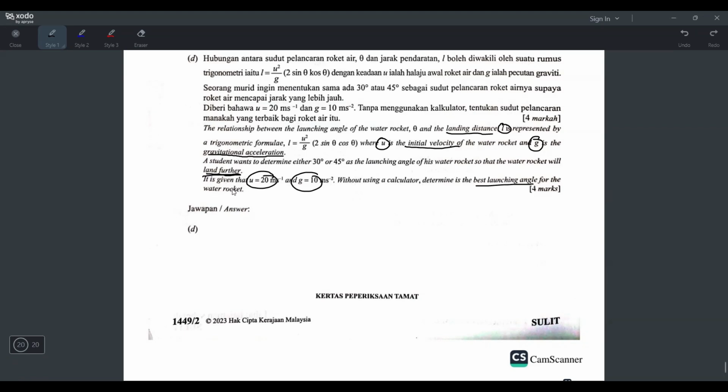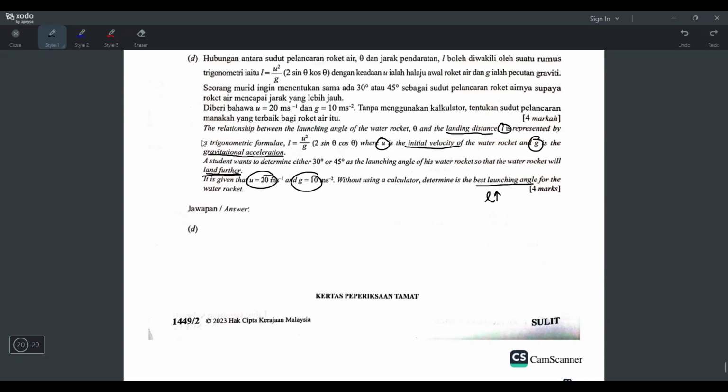So how to know which one has the best launching angle? The one with the longer landing distance lah. It means the one where the L is like higher. The landing distance L is the landing distance, right? So if the landing distance is higher, then that is the best launching angle lah. Okay, so we choose the one yang bagi landing distance lagi tinggi punya.